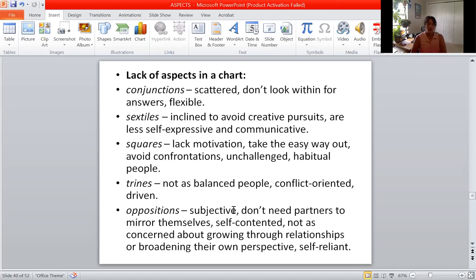If there's not a lot of trines, they're not as balanced people. They're conflict oriented, and they could be very driven. These people might be workaholics without trines. Without any oppositions, subjectives don't need partners to mirror themselves. Self-contented, not as concerned about growing through relationship or broadening their own perspective, self-reliant. But their relationships tend to be problematic because they're so one-sided, they can't see that opposite side.